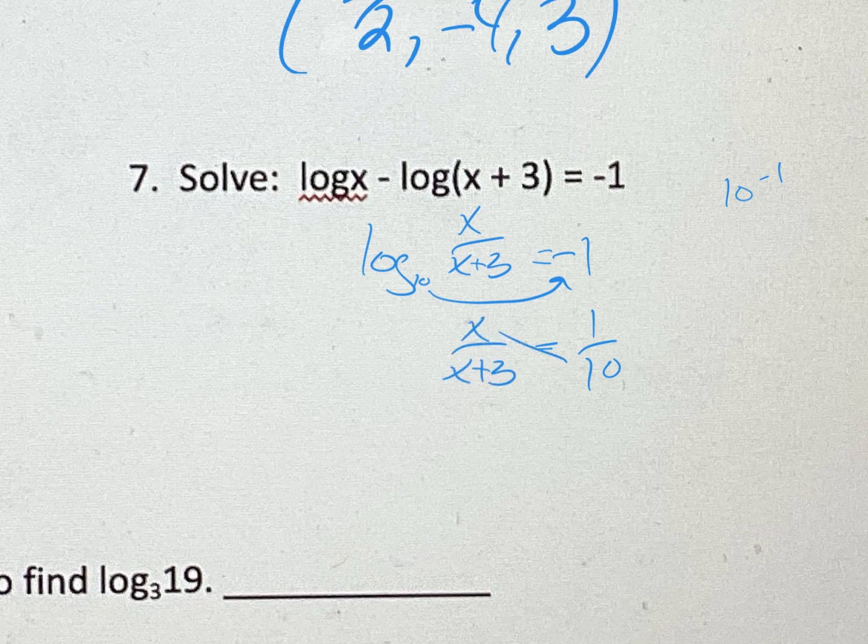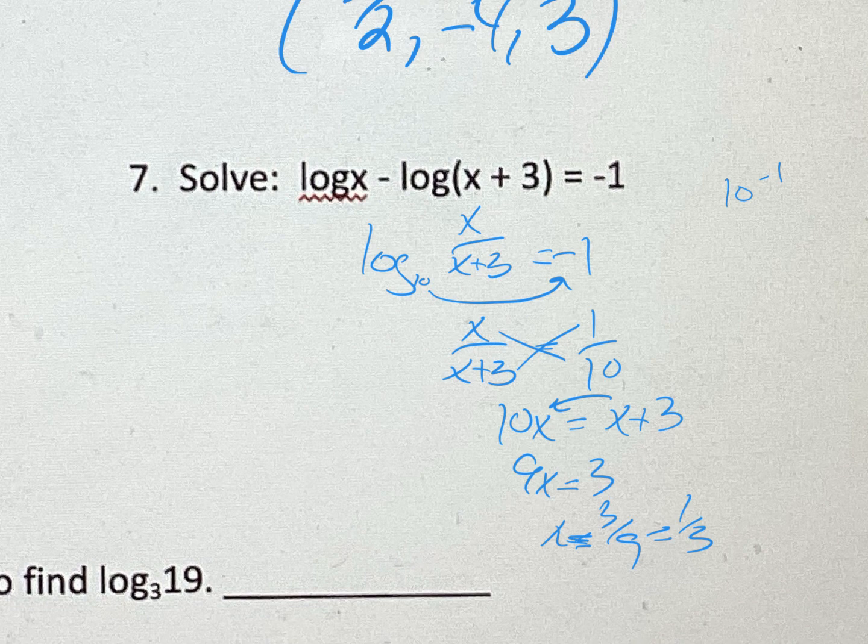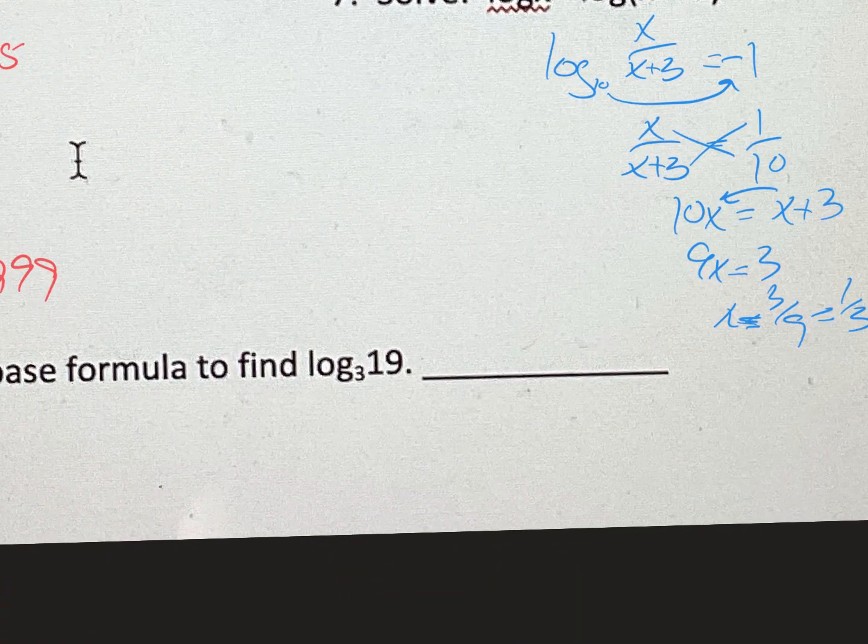Going to cross multiply here. That's 10x. Cross multiply there, it's x plus 3. Move the x over. Divide by 9, you get 3 knots, which is really 1/3. Check it real quick, make sure it keeps it positive. It does, we're all good.